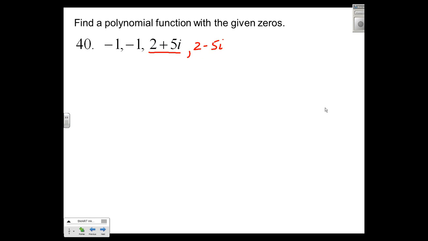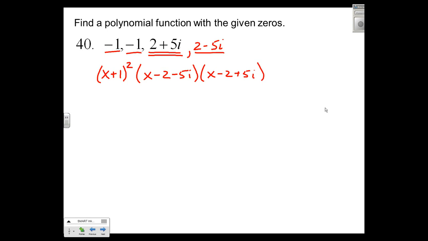So my polynomial, if negative 1 is a 0, x plus 1 is a factor. If negative 1 is 0, x plus 1 is another factor. If 2 plus 5i is a 0, x minus it, x minus 2 distribute minus 5i is a factor. If 2 minus 5i is a 0, then x minus that, distribute, minus 2 plus 5i is a factor. And to be honest, we found a polynomial function that has those zeros, but we would at the very minimum FOIL this out because we have conjugate goodness going on there.